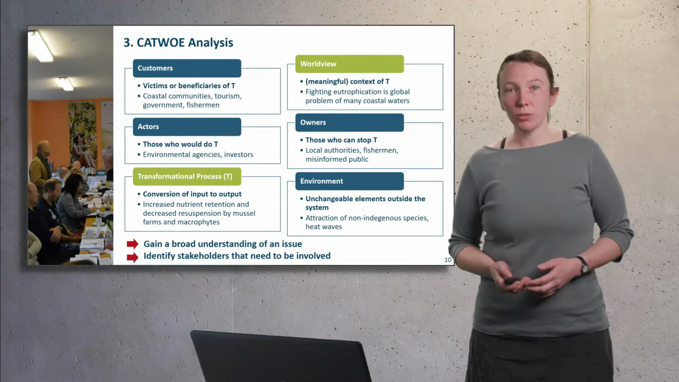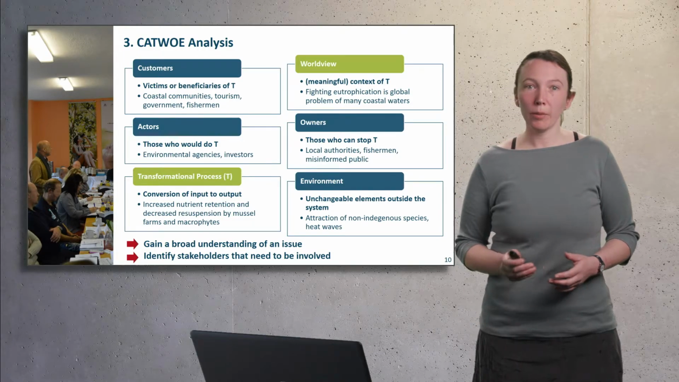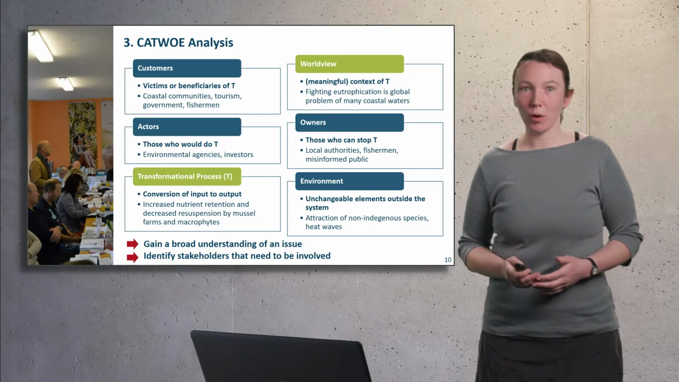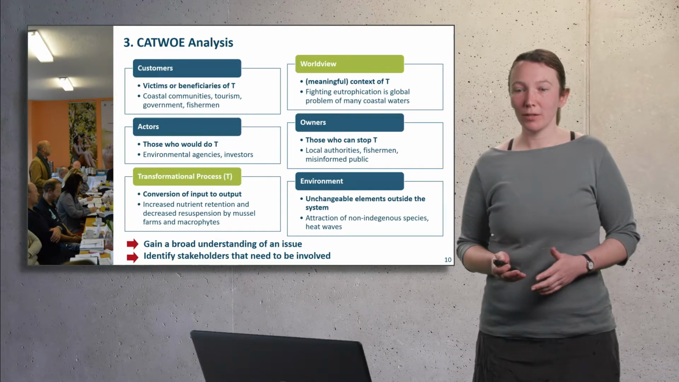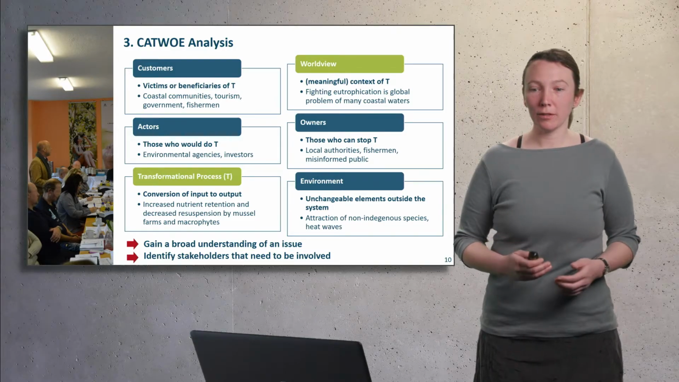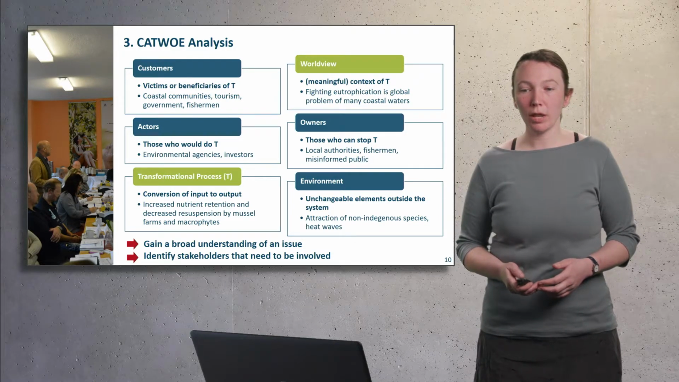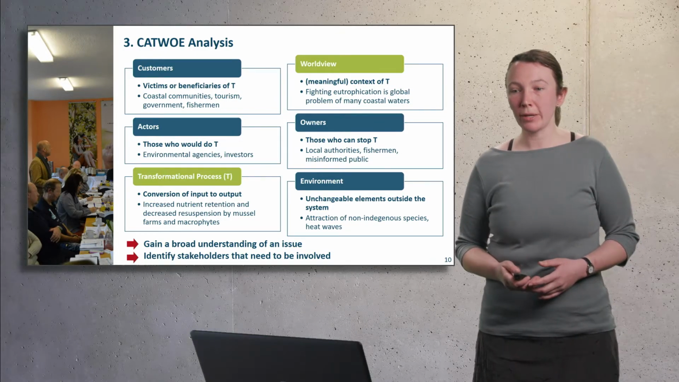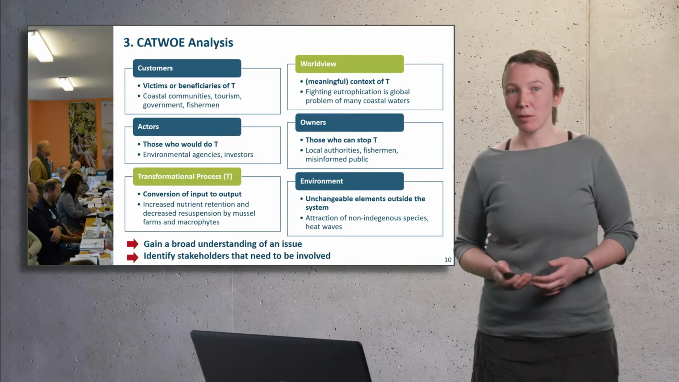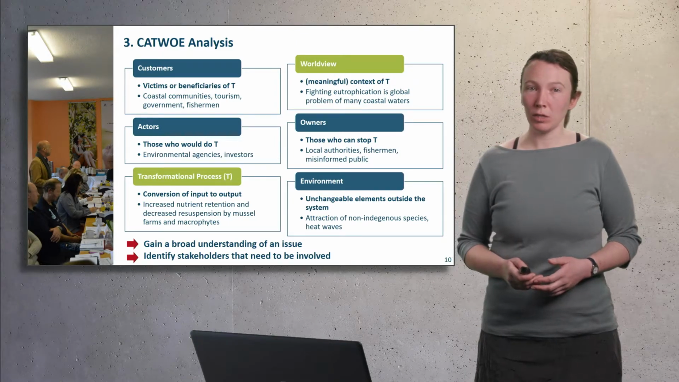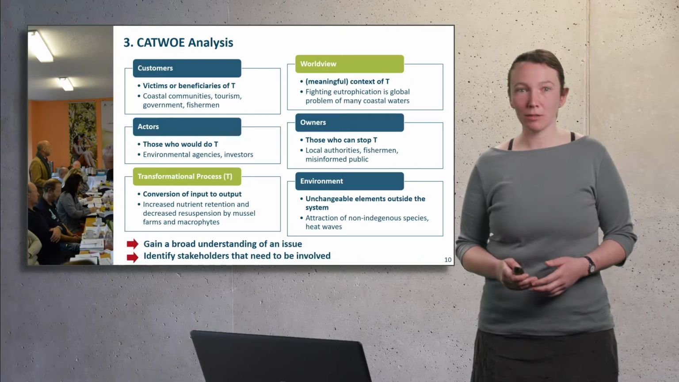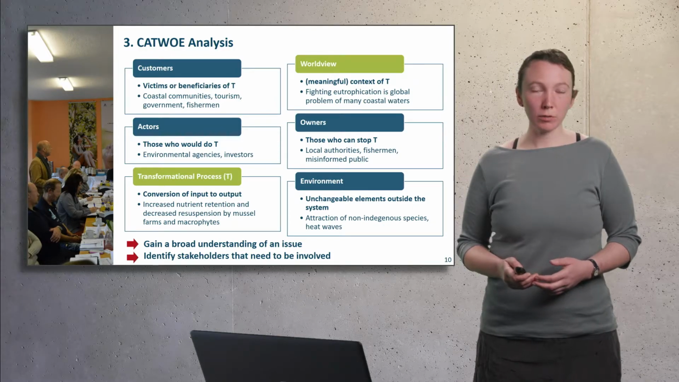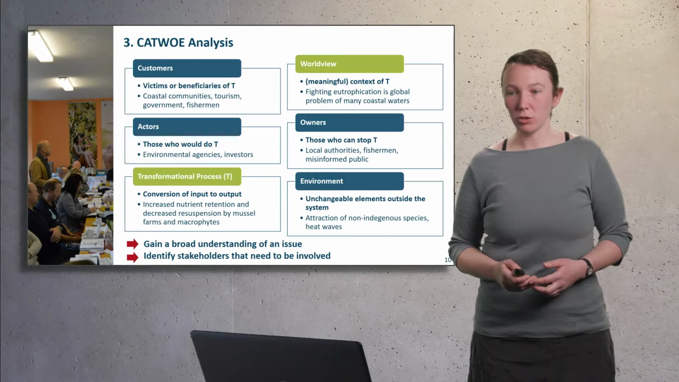So when you apply it, you usually start with the transformation and the worldview. The transformation is the conversion of inputs to outputs. So what this means is, in our case, the increased nutrient retention and decreased resource expansion by a mussel farm that we could implement. And the worldview is the meaningful context of the transformation. So this could be, in our case, that fighting eutrophication is a global problem of many coastal waters and requires actions.